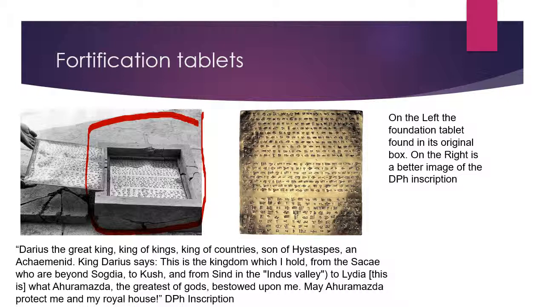King Darius says, this is the kingdom which I hold, from the Sakai who are beyond Sogdia, to Kush and from the Sind in the Indus Valley, to Lydia. This is what Ahura Mazda, the greatest of gods, bestowed upon me. May Ahura Mazda protect me in my royal house.